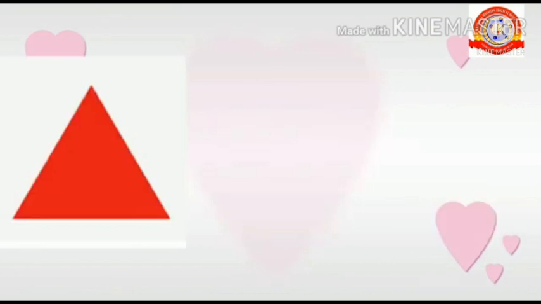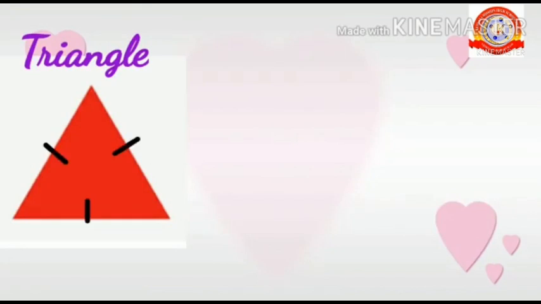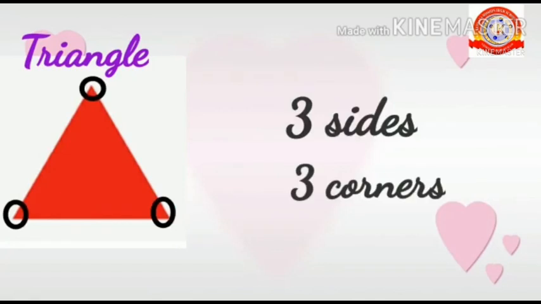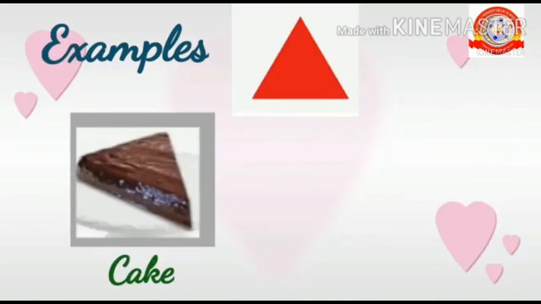See children, which shape is this? Yes, this is a triangle. How many sides and corners does it have? Yes, a triangle has 3 sides and 3 corners. Examples of objects in triangular shapes are cake, chips, etc.